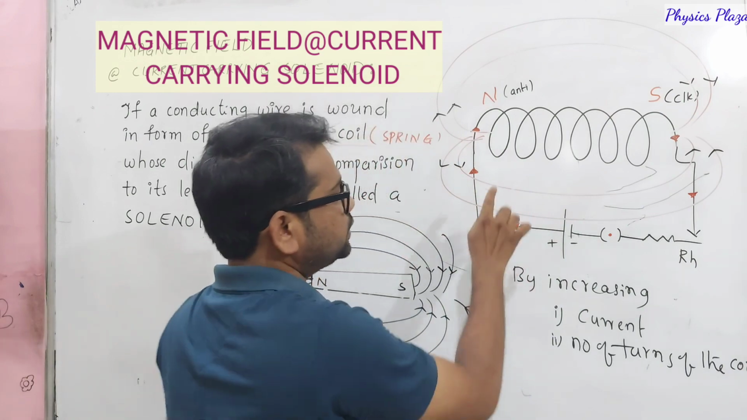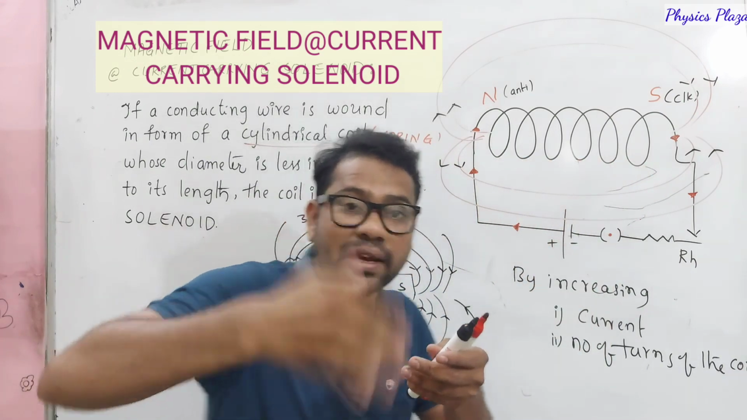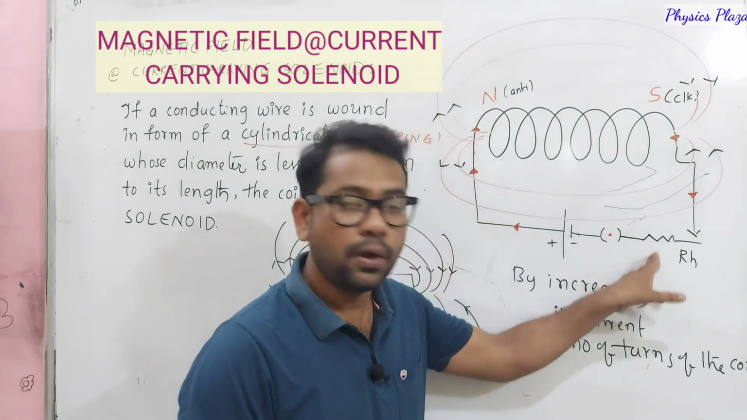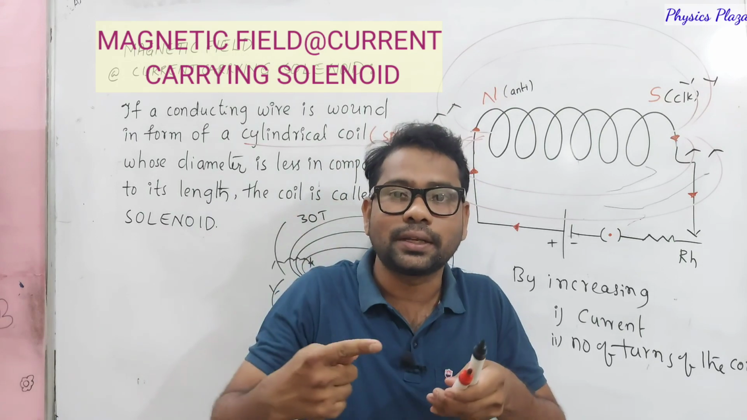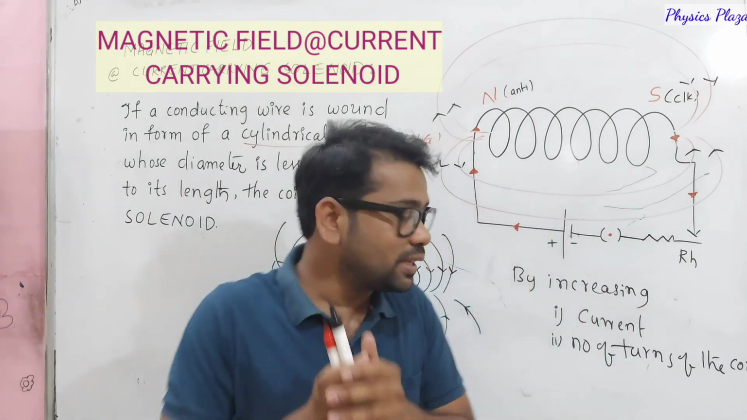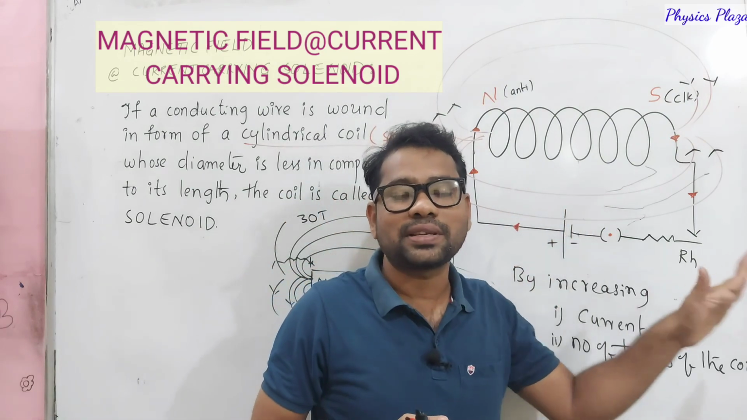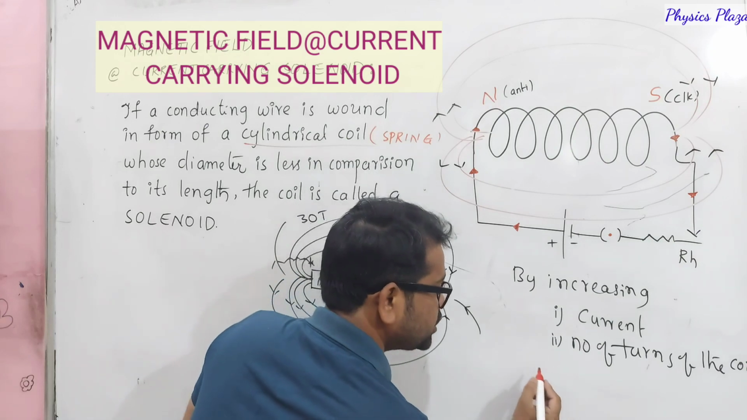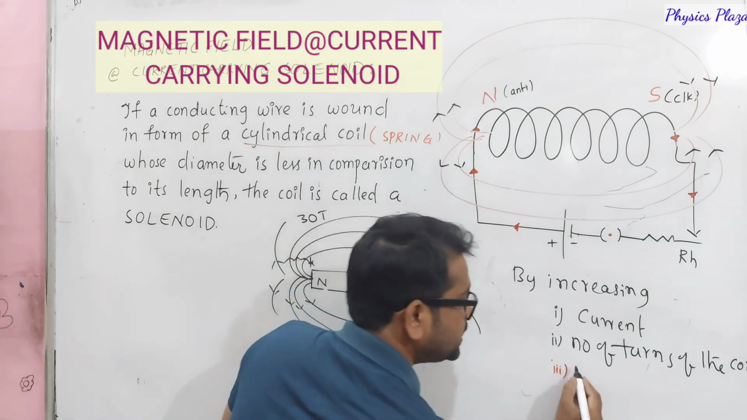For example, now the turns are 1, 2, 3, 4, 5, 6 only, let us say. If you can make it 10 turns in place of 6 turns for the same amount of current, the magnetic field strength will become more. I mean, dear children, by increasing the number of turns of the coil, we can also increase the magnetic field strength. And the third one, children, is a special one: by inserting a soft iron core.